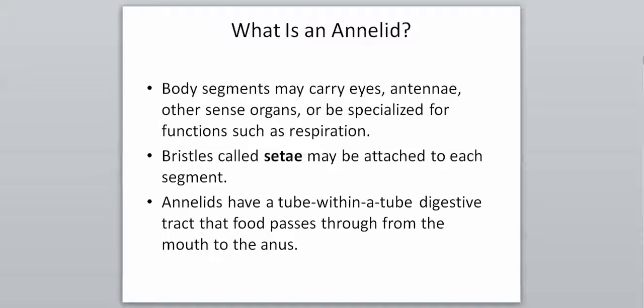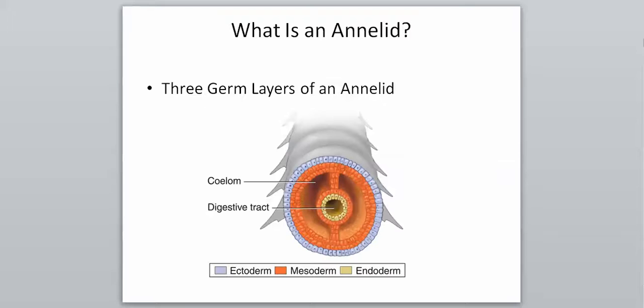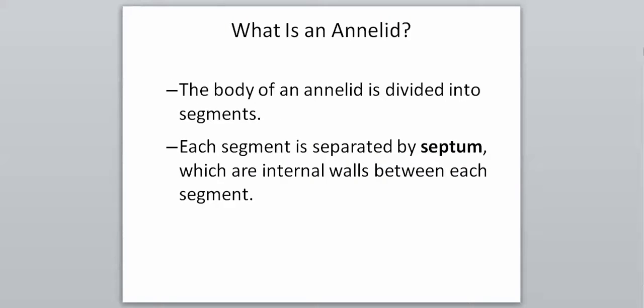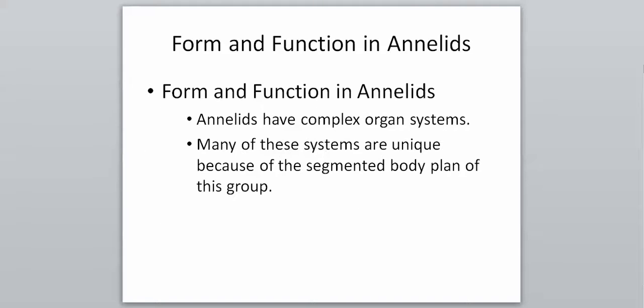And then annelids have what's known as a tube within a tube digestive tract that food passes through from the mouth to the anus. If you can, we'll go back a little bit. The tube within a tube makes sense because our digestive tract is its own tube, and then the shape of an annelid's body, with the coelom as well, is also a tube. So that's why it is a tube within a tube digestive system.